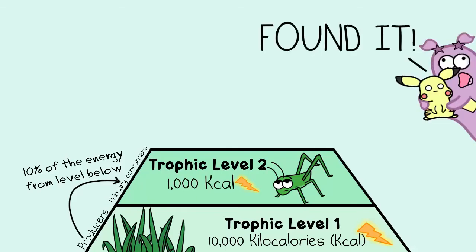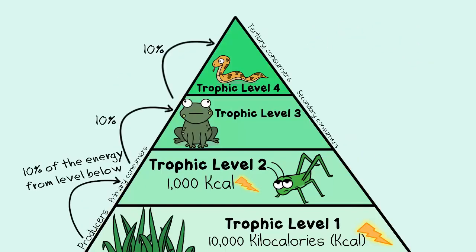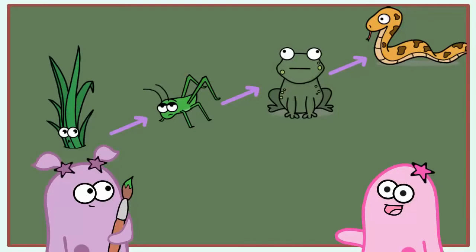So where did the rest of the energy go? Much of it is lost in heat or undigested. If you go up to the secondary consumers in trophic level 3, that would be only 100 kilocalories of energy. So as you go up each trophic level, it's roughly only 10% of the energy from the trophic level below that will be stored.